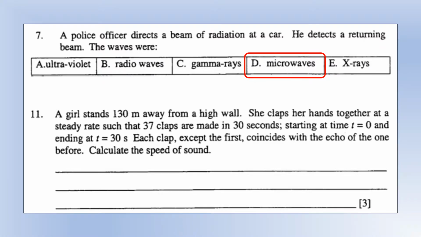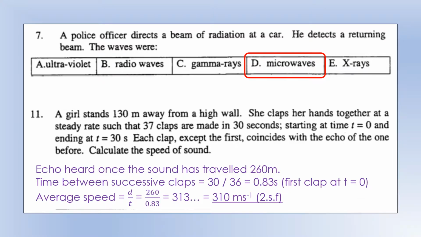So a girl stands 130 meters away from a high wall. She claps her hands together at a steady rate so that 37 claps are made in 30 seconds, starting at time equals 0, and they end at time 30. Each clap, except the first, coincides with the echo of the one before. Calculate the speed of sound. Okay, so first of all, the sound has traveled a distance of 260 meters if we're hearing the echo, because it's gone 130 and 130. And if the first clap is at t equals 0, we've had 36 claps in 30 seconds. So we can work out the time between claps.